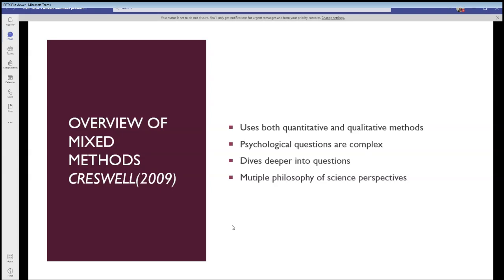As far as philosophy of science goes, it uses multiple. It would definitely use post-positive and constructivist, because depending on the design that you use, it's either trying to confirm something and get closer to what things really are, or it's considering the perspectives of people. You could probably argue that every philosophy of science fits in, but I would say it kind of fits somewhere between constructivist and post-positive.